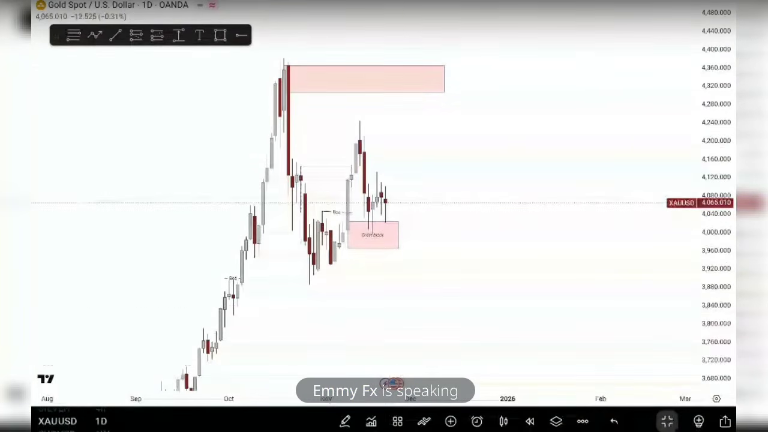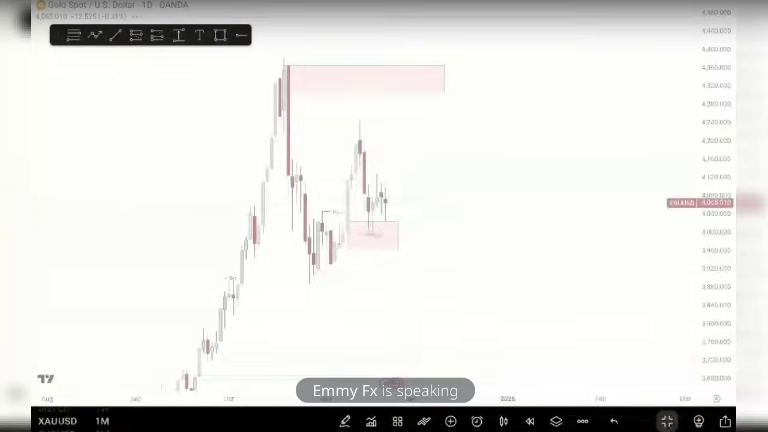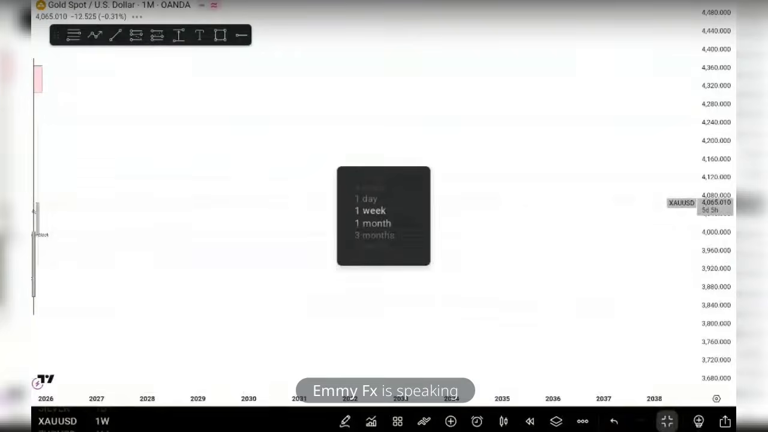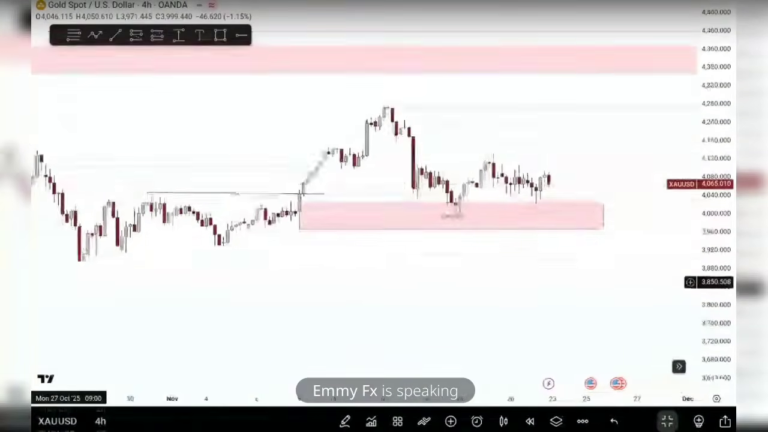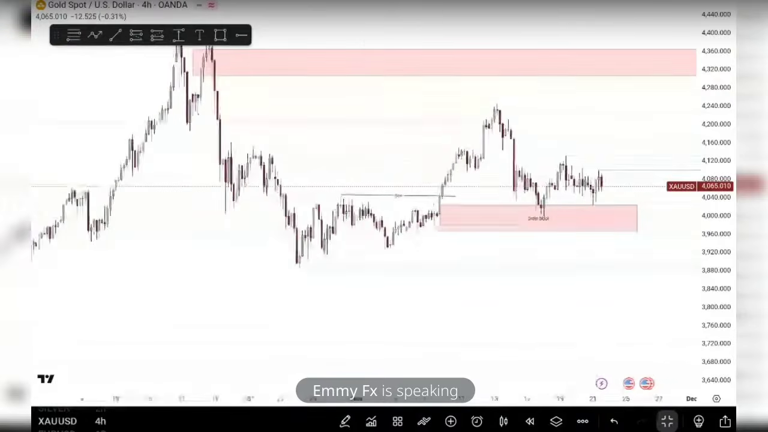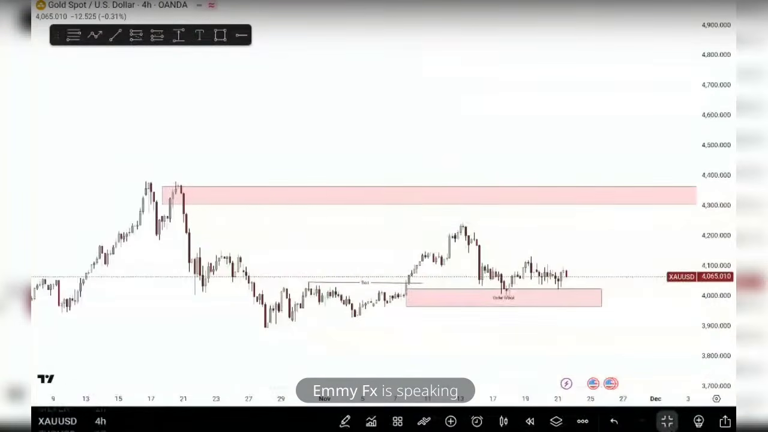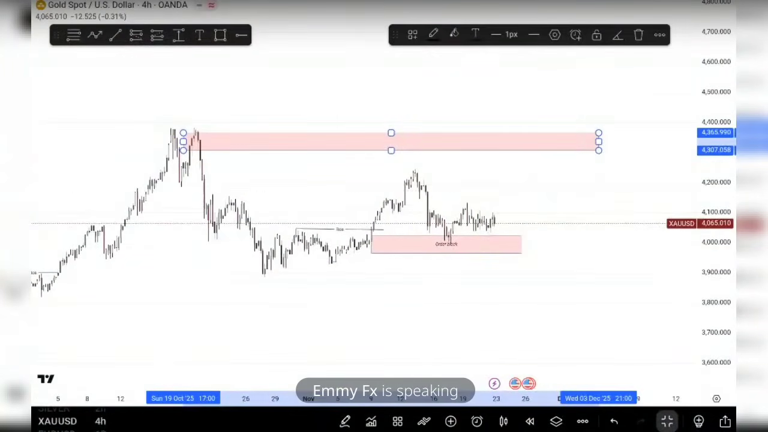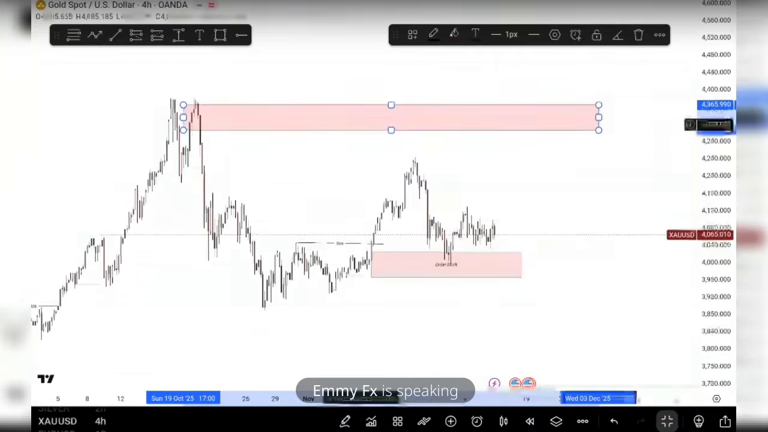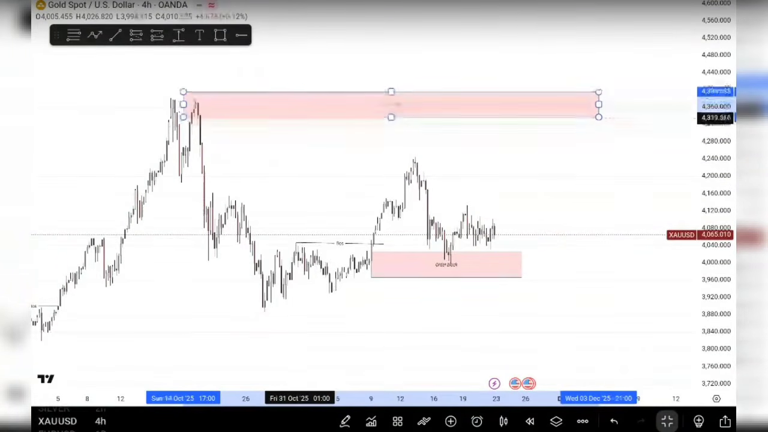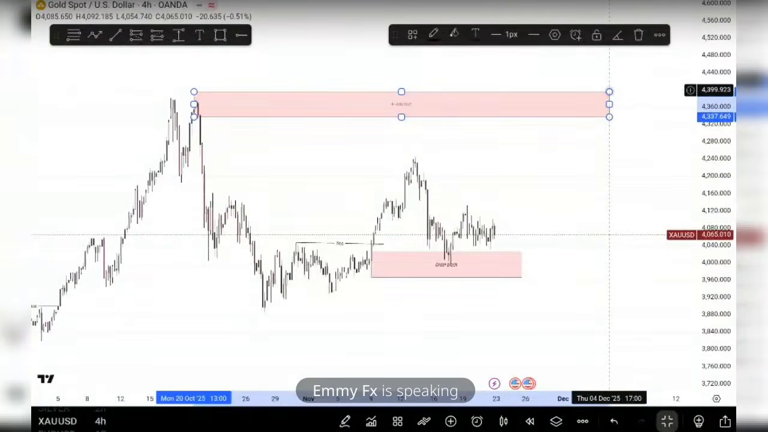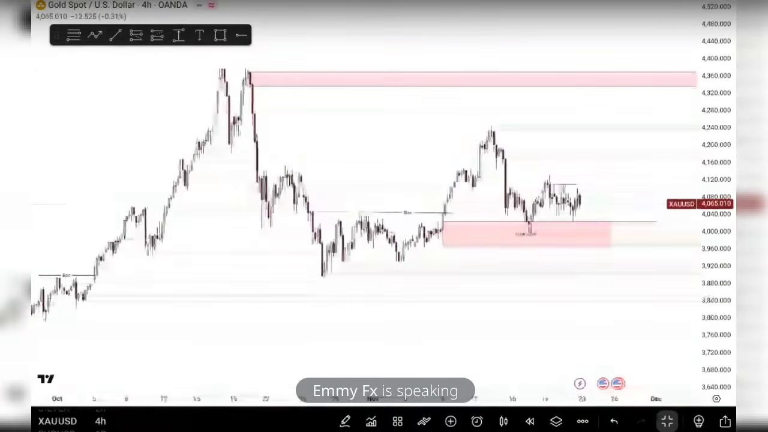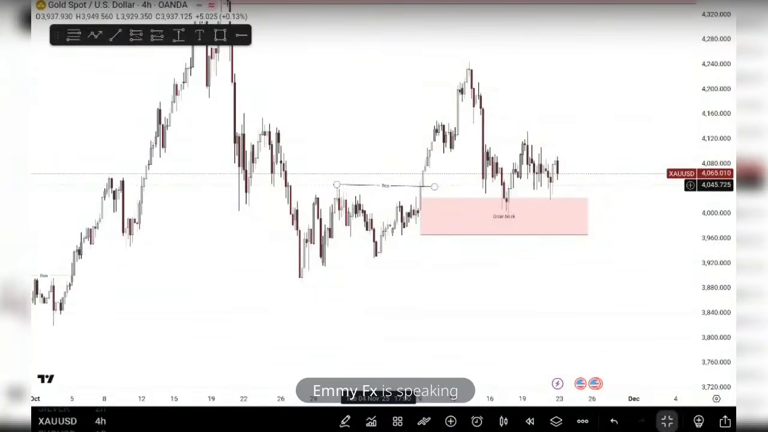So I want us to go to our 4 hours time frame. Sorry for this. Let's go to our 4 hours. All right. Now in our 4 hours time frame, we should also look at this demand zone. This is a demand zone, and there is a supply zone we should also look at. But first, let's read what the market is trying to say.